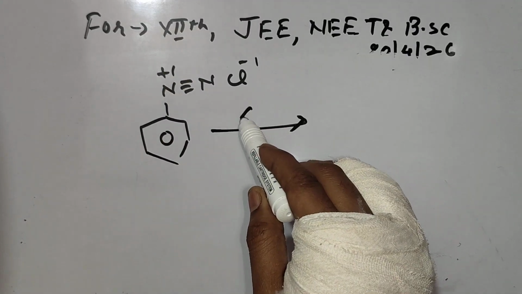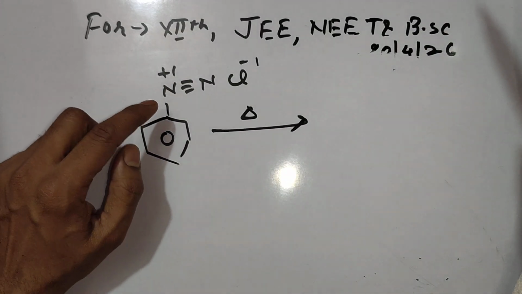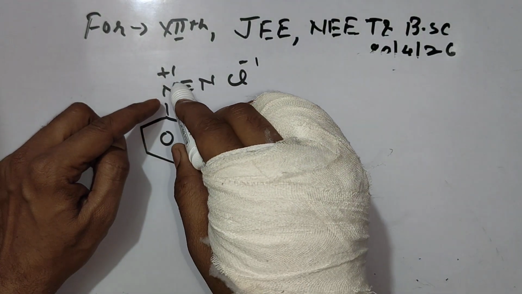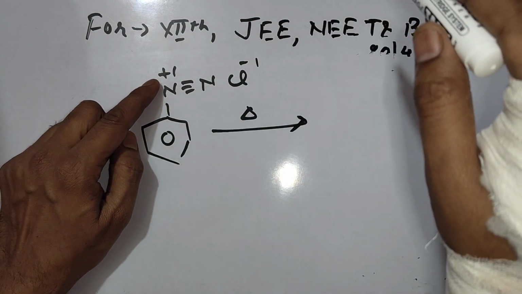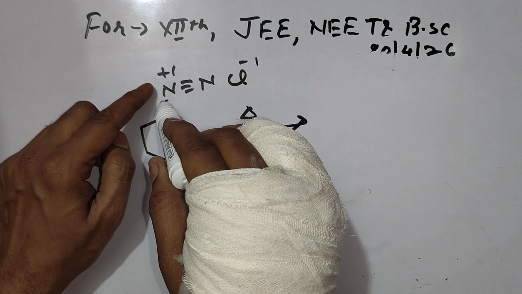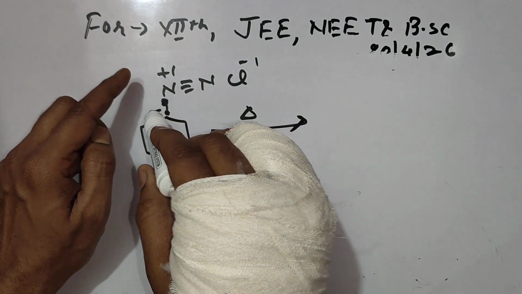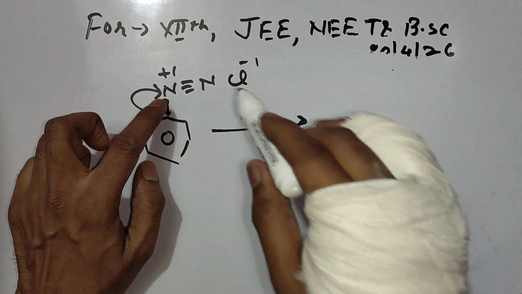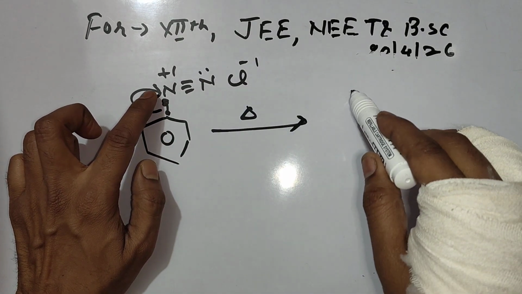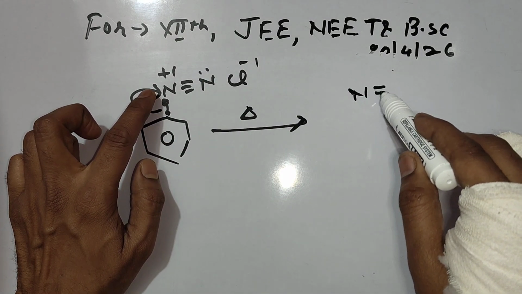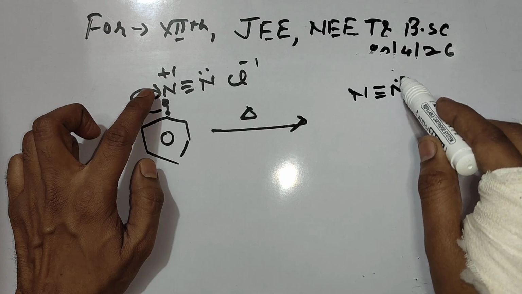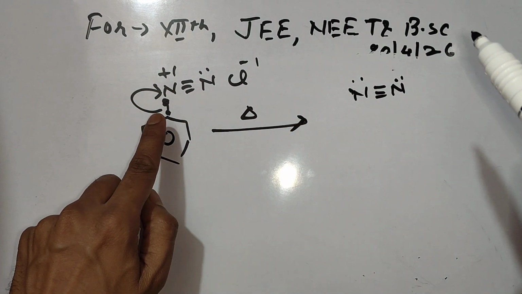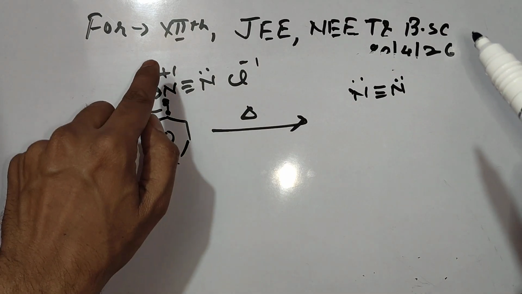When you heat it, number one, the unstable bond will break. Nitrogen is unstable, carrying a +1 charge, so it will break its bond from carbon. Both electrons will shift toward nitrogen because nitrogen is more electronegative. As it gets one pair of electrons, it will become neutral, because in this pair one electron is of carbon. So the extra electron will make it neutral.